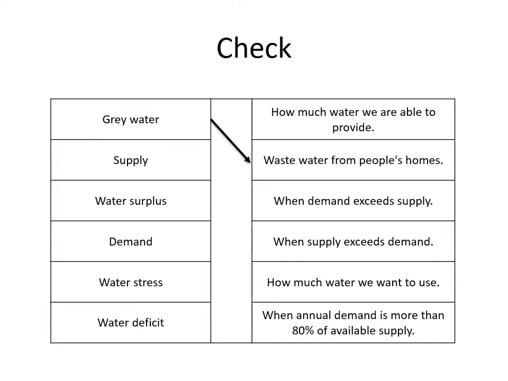Okay, so here are your answers. Grey water means wastewater from people's homes. This can be reused, for example. It's a way of saving water use. Supply is how much water we're able to provide, the water supply. Water surplus means when supply exceeds demand, demand meaning how much water we want to use. So water surplus simply is when we don't have enough water for the amount we actually need. Water deficit is when demand exceeds supply. And finally, water stress, when the annual demand is more than 80% of the available supply. So can you check those for me, make any corrections you need to, and then we'll move on. Pause now.